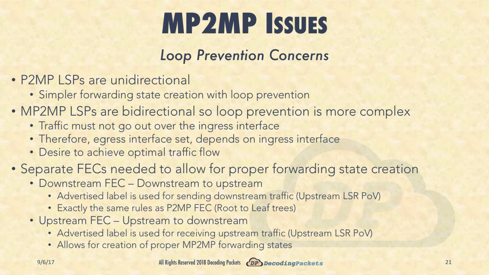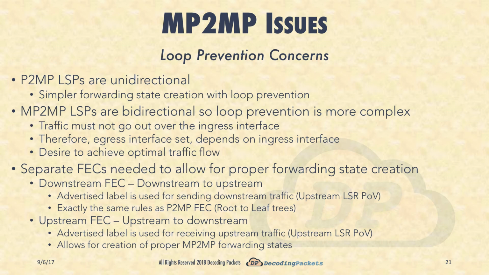So the mechanism I described already has loop prevention in it. There is no further need for loop prevention because the LSP is just going on single legs and there is no loop. Multipoint-to-multipoint LSPs, however, are bidirectional. So achieving loop prevention while still optimizing the forwarding plane requires more complex mechanisms.